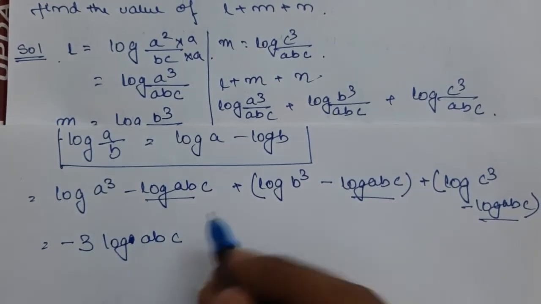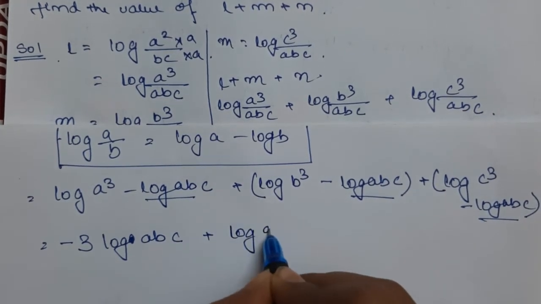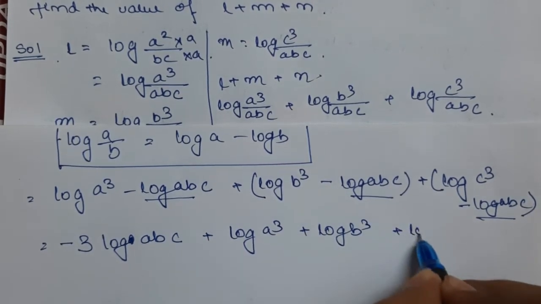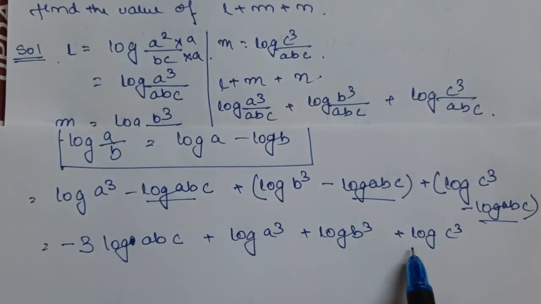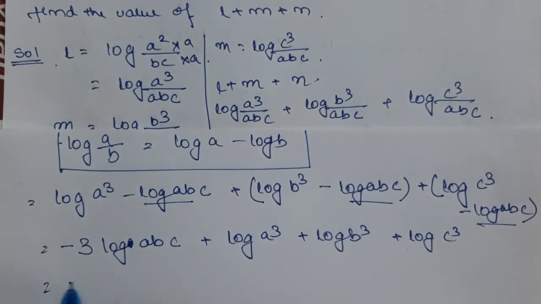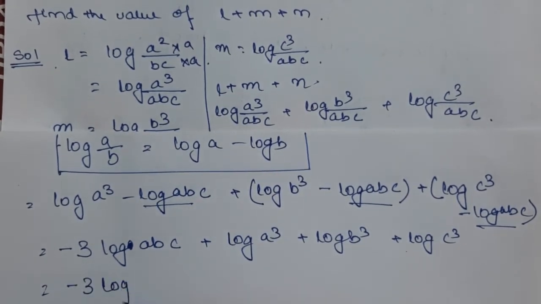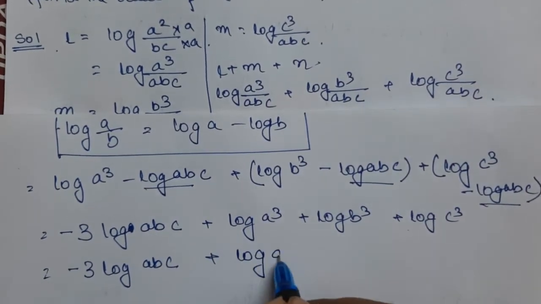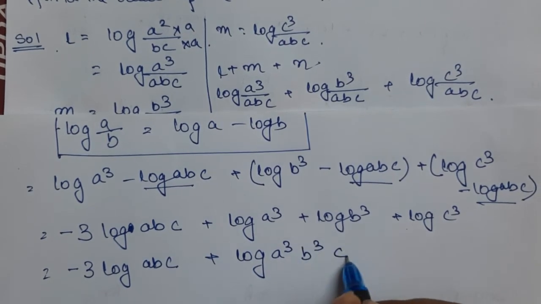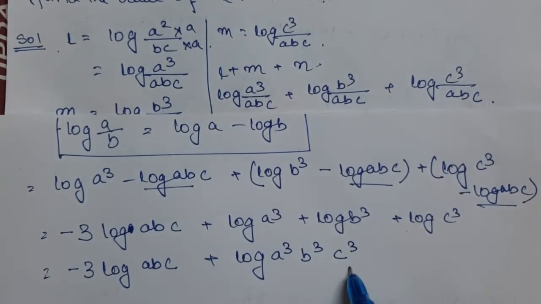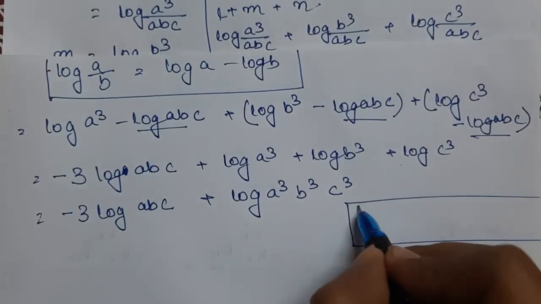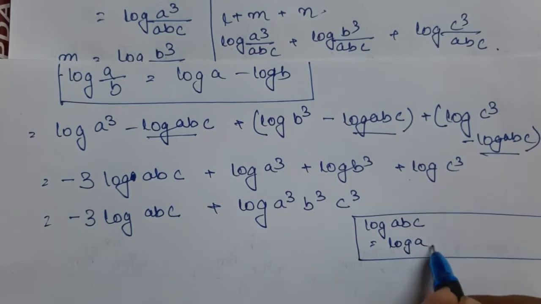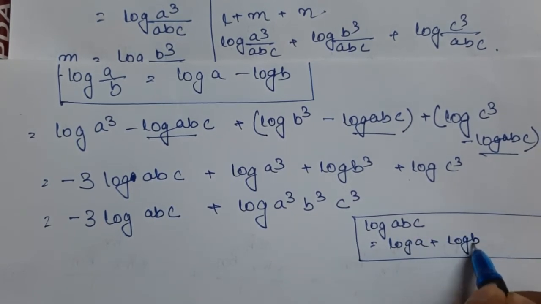right? And what is the remaining now? Log of A cube plus log of B cube plus log of C cube, right? When there was plus, we can write it in multiplication format, right? Let me first write it. We can write it as A cube, B cube, C cube. How? See, log of A, B, C can be written as log of A plus log of B plus log of C.